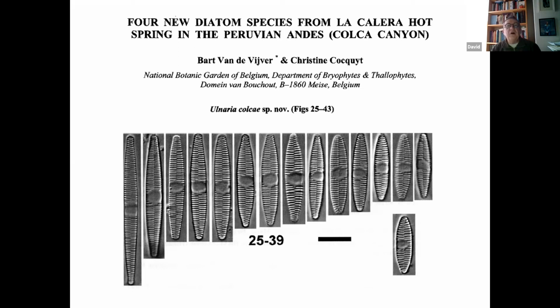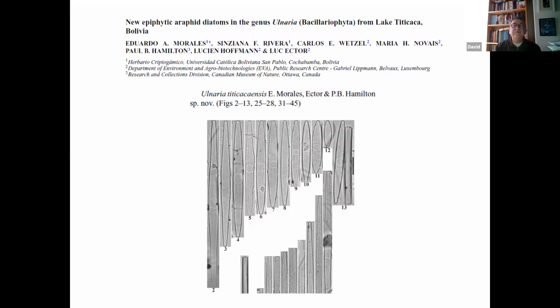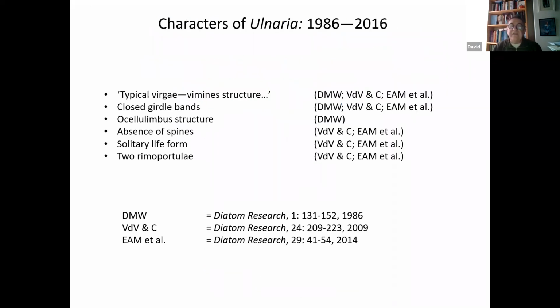More species were described. Here's something that Bart and Christine did from the Peruvian Andes. Here's something that Eduardo did from, I can't remember where that was from now, from Bolivia. Now I've used those because they've added more characters in. I want to show you what happens when descriptions and definitions clash. Here's the list of characters.